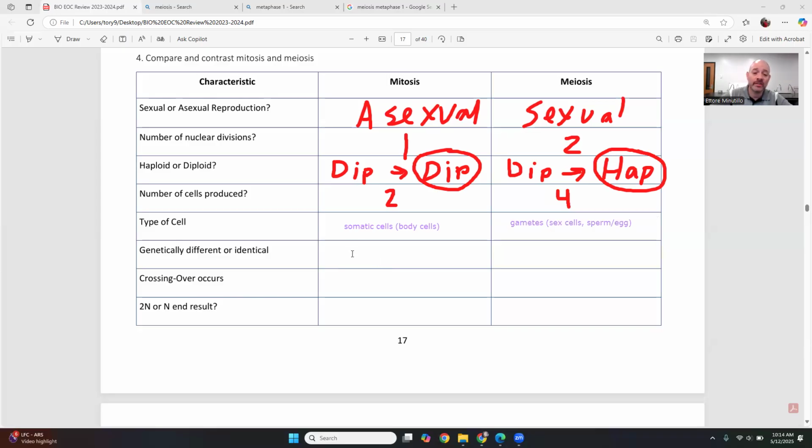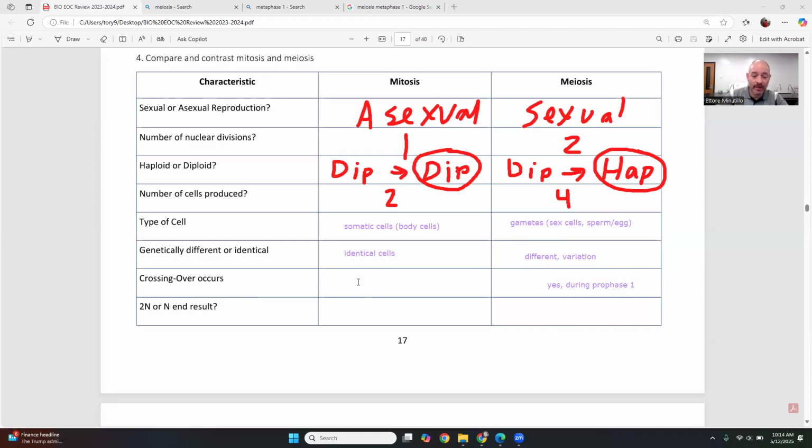Mitosis is about making cells for your body. We want them to match. So this is going to be making identical cells. Meiosis is all about genetic variation. So we're making different cells there. That's why we had independent assortment and crossing over and all that. Crossing over, we just mentioned with meiosis. So yes, it definitely happens. Yes, during prophase 1.